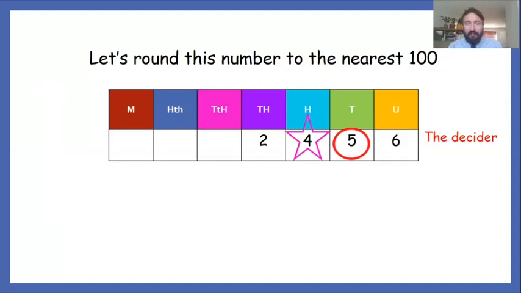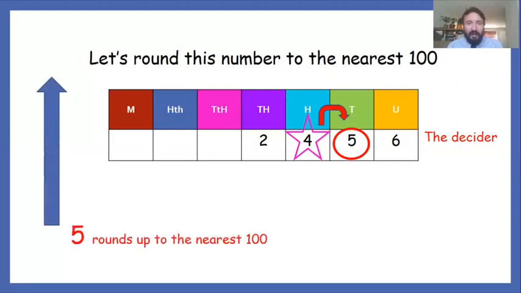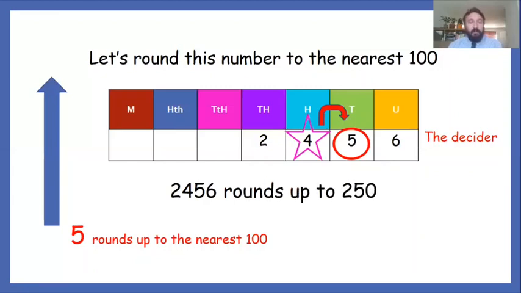I can hear some of you shouting the answers to me already. So let's have a look. This is our decider. So I'm looking at my hundreds column. I've got a 4 there. I'm looking in my tens. I've got the 5, which I know that I will be rounding up because it's 5 and above. Therefore, 2,456 rounds up to 2,500.